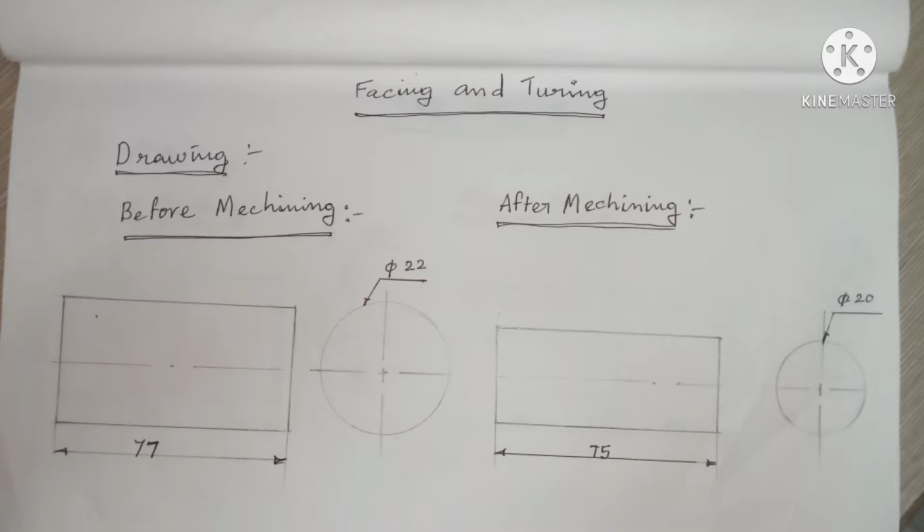Next, what about turning? Turning is nothing but reducing the diameter of the workpiece. Before machining, the actual diameter of the workpiece is 22 mm. After machining, the actual dimension of the workpiece is 20 mm. That is called turning. So facing means to reduce the length, and turning means to reduce the diameter.